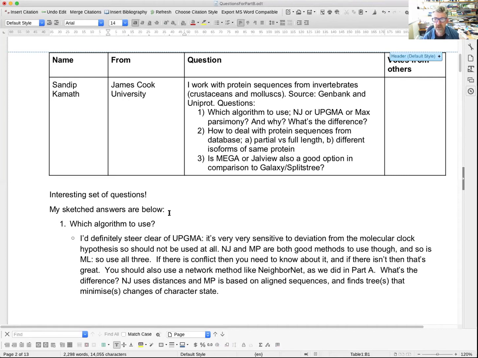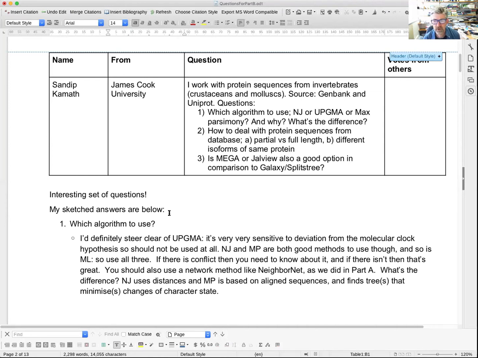Another factor when you're choosing your methods, and so far I've said use them all except UPGMA, is the size of your data set. So if you have a really huge data set, like thousands of taxa, then maximum parsimony and maximum likelihood are just too slow, and they won't run, and they won't finish by the time your grant funding runs out. So I would then start with the neighbor joining.